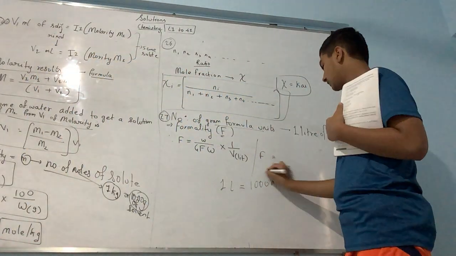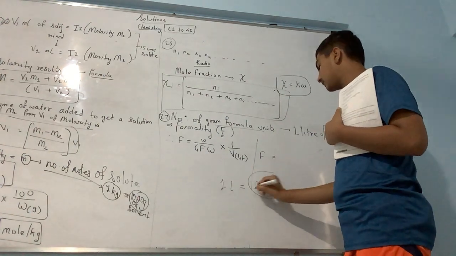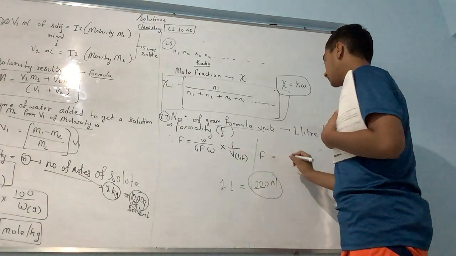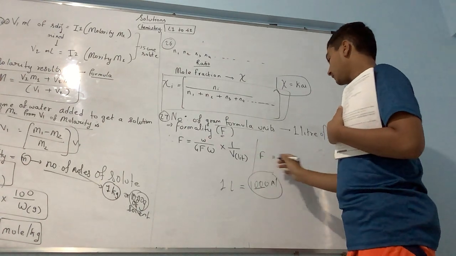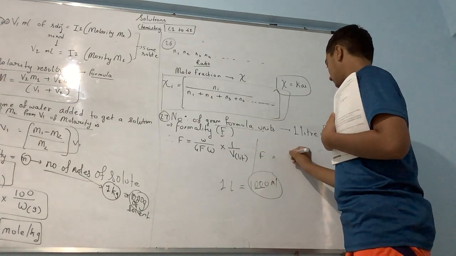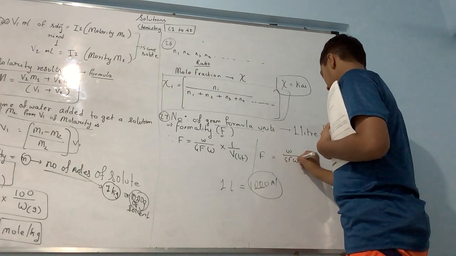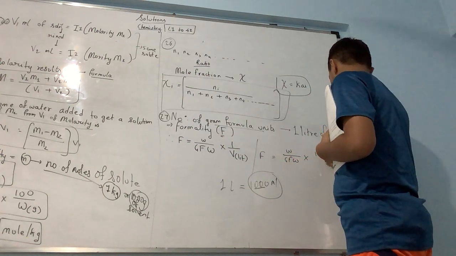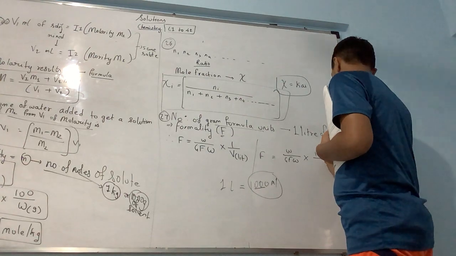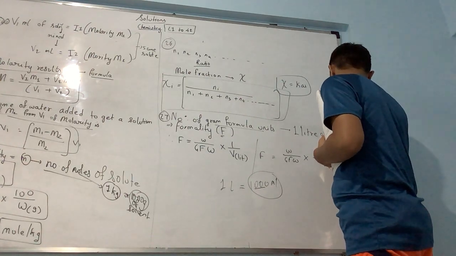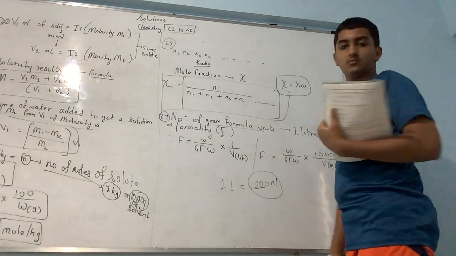So now we are going to write the rule for ml. Ml means 1000, so instead of 1, we'll put 1000 for liter to ml. W is equal to GFW multiplied by 1000 upon V in ml. Okay.